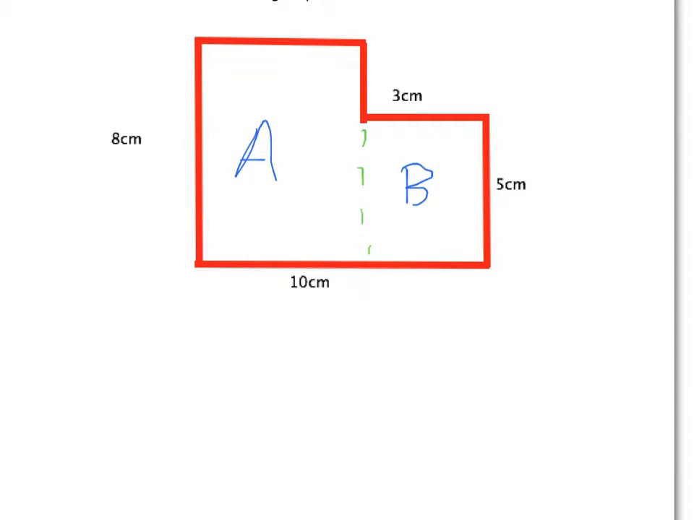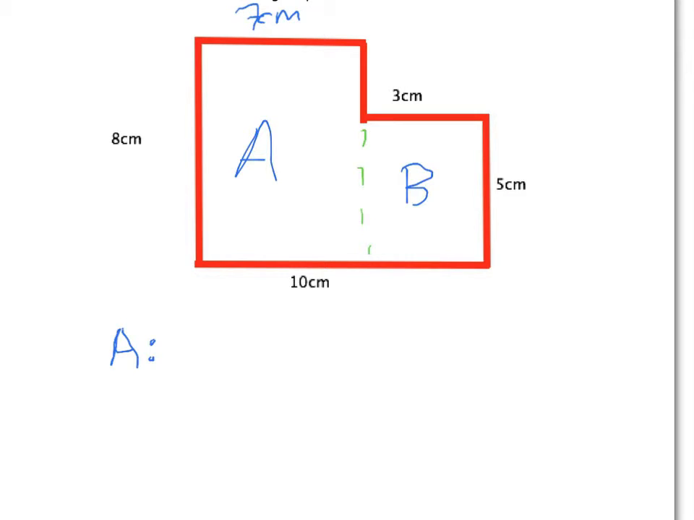So, first of all, let's find the area of section A, which is a rectangle. Now on this rectangle, we know that this side here is 8 centimetres. However, we don't know what this distance here is. We know that the whole distance along there is 10, but we don't know what this part here is. Now what we need to think is, what do we add to this 3 centimetres to get up to 10 centimetres? And that is 7 centimetres. So this section here is 7 centimetres.